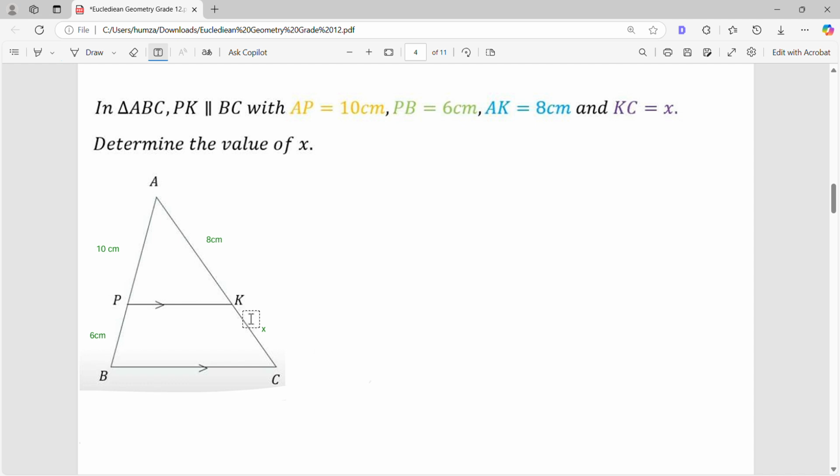A line parallel to one side of the triangle divides the other sides in equal proportion. Now we are looking for X. We can write the proportion by making X the subject of the formula, because X is the missing value. So how can we do it? We can say KC over AK is equal to PB over AP.